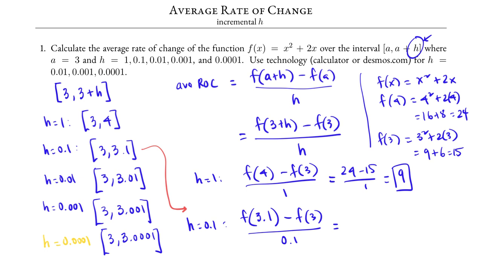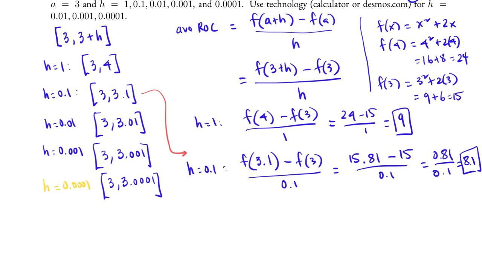Using a calculator, we see that f of 3.1 is 3.1 squared plus 2 times 3.1. We will get 15.81 minus f of 3, which is 15, over 0.1. So this is 0.81 over 0.1, or simply 8.1. This is the average rate of change on the second interval.